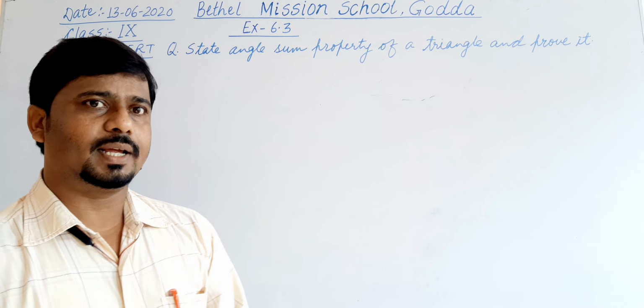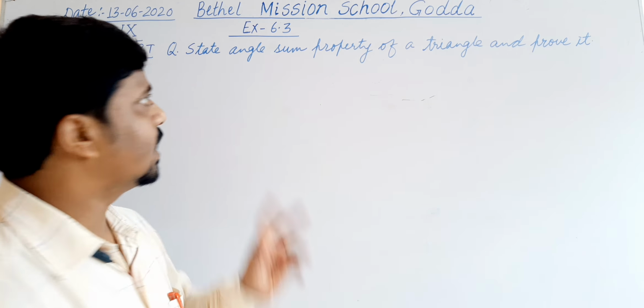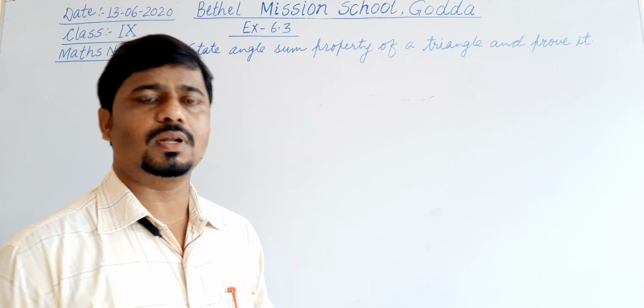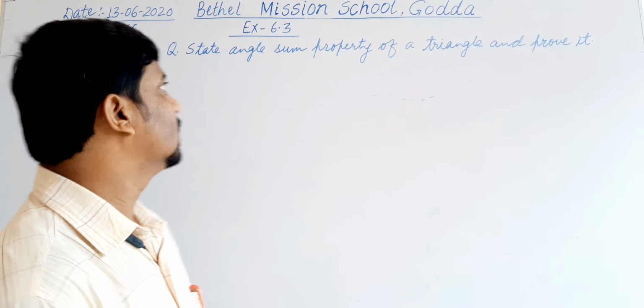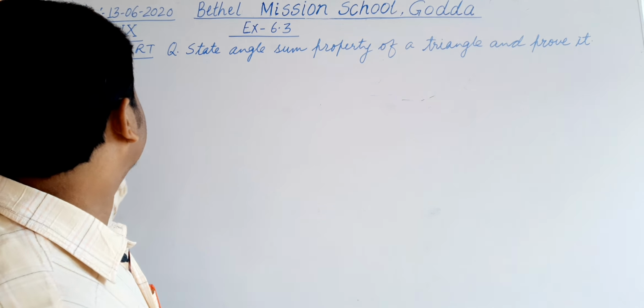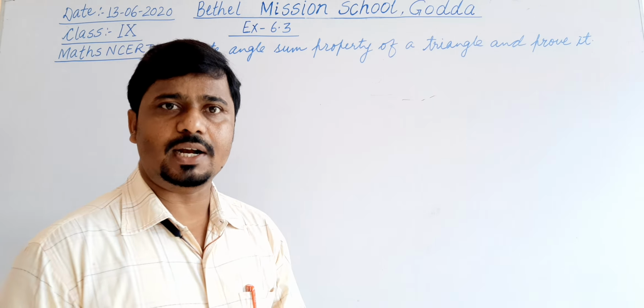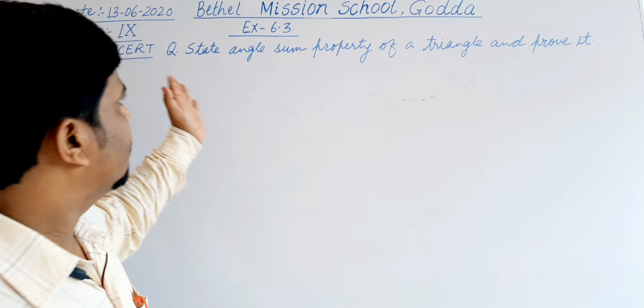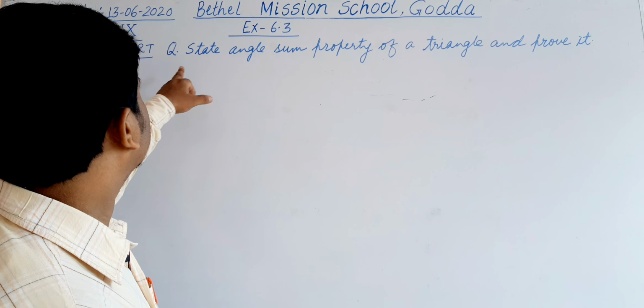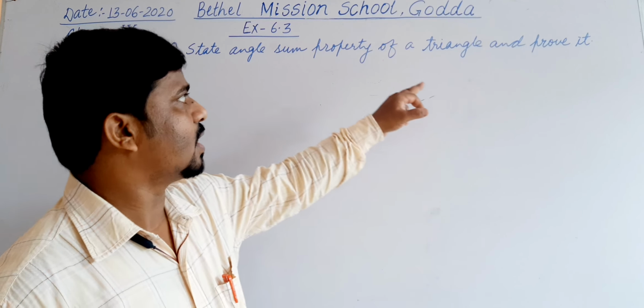Today we will study lines and angles and some problems and examples from this chapter. This is from class 9 NCERT Maths. See the first question on the board. State angle sum property of a triangle and prove it.